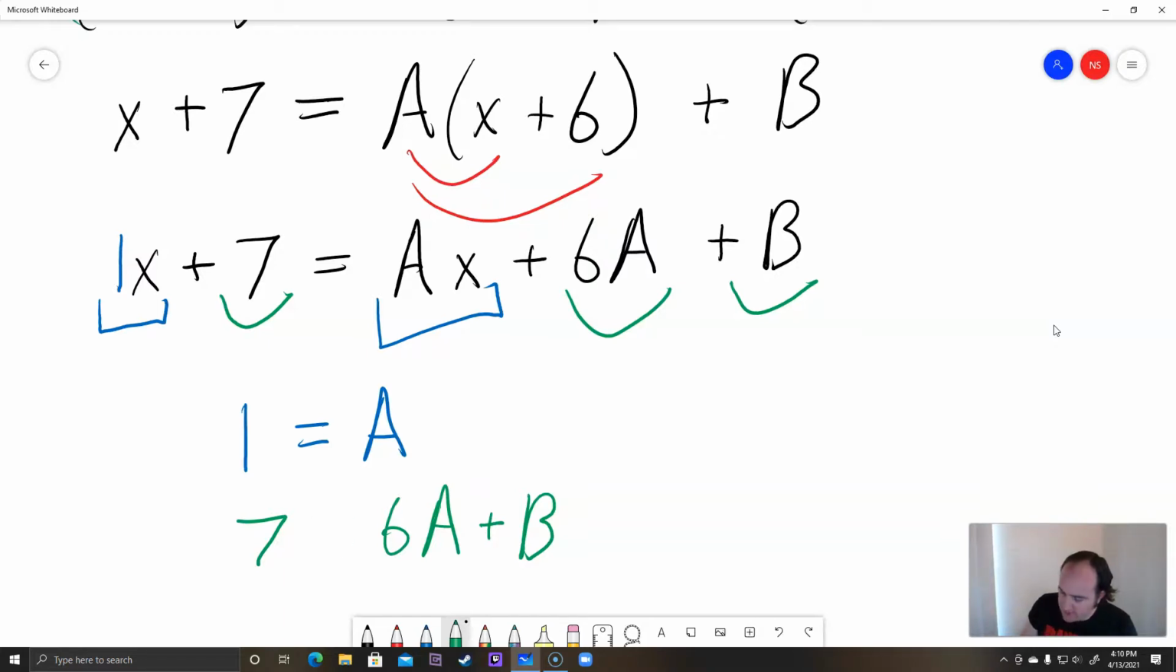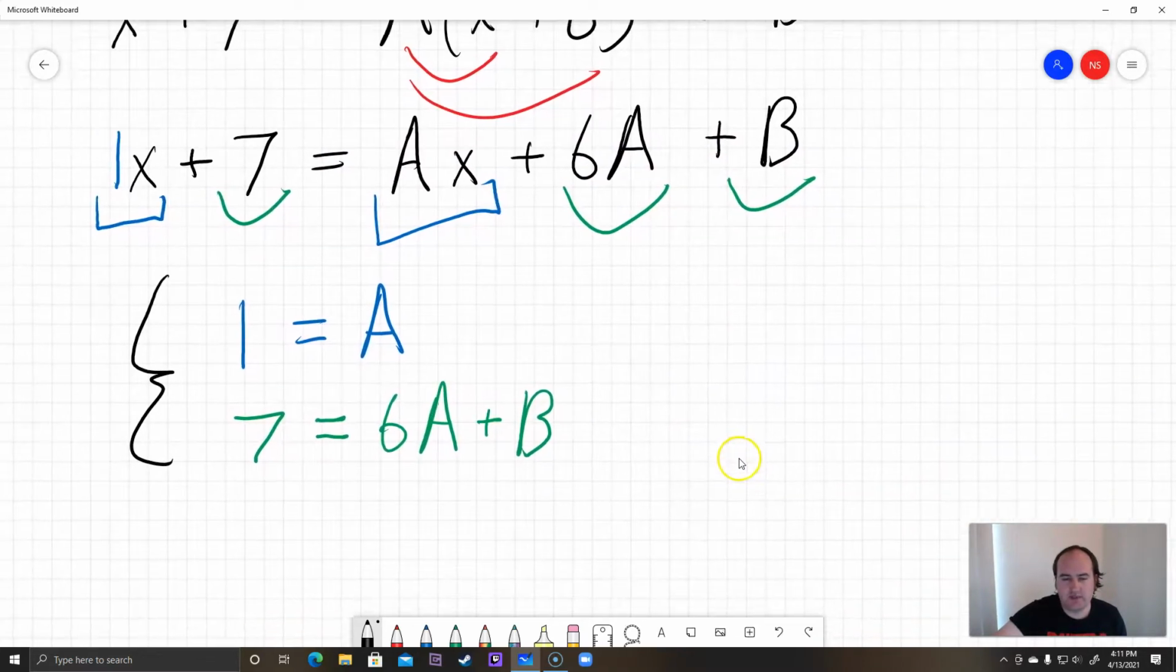I know it's hard to think of a and b as being constants, but they are actually going to be constants at the end, because right now they're unknown, but at the end when you solve for them, they're always going to be a number, which is a constant. So that's why we're allowed to do that. So what we have here is 1 equals a, and then 7 equals 6a plus b.